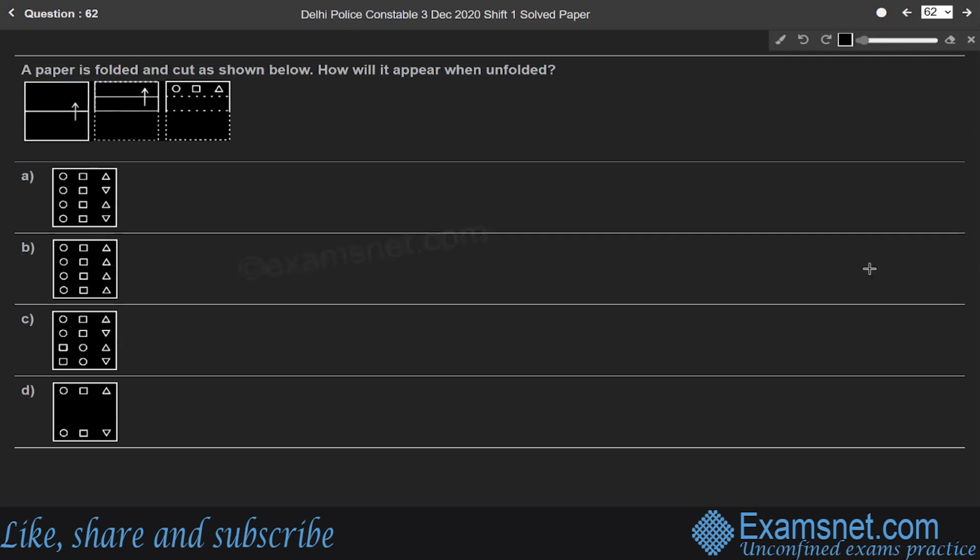Question 62. A paper is folded and cut as shown below. How will it appear when unfolded? So the given paper is folded horizontally like this. Twice it is folded, right? And cut as shown below like this. A circular portion and a square portion and a triangular portion, right?